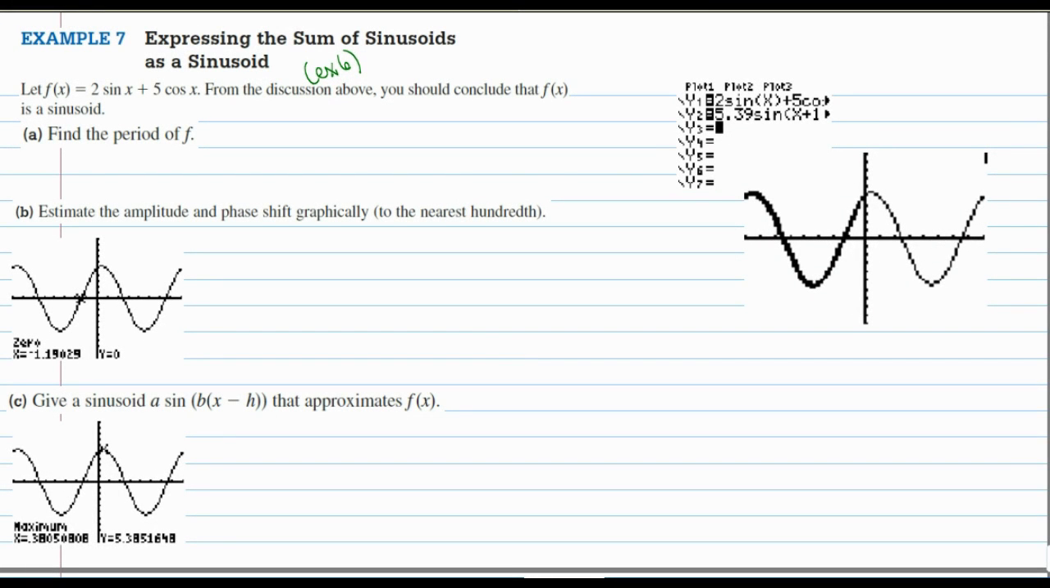This is the screencast for section 4.6, example 7. We are going to express the sum of sinusoids as a sinusoid. So basically we're going to take the 2 or 3 pieces of a function of 2 or 3 sinusoids that we added or subtracted together from example 6, and we're going to make one sinusoid out of it. We are going to find the final horizontal stretch or shrink, horizontal shift, and vertical stretch for that sinusoid.